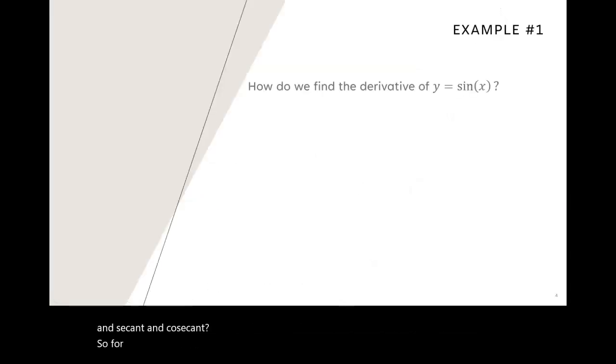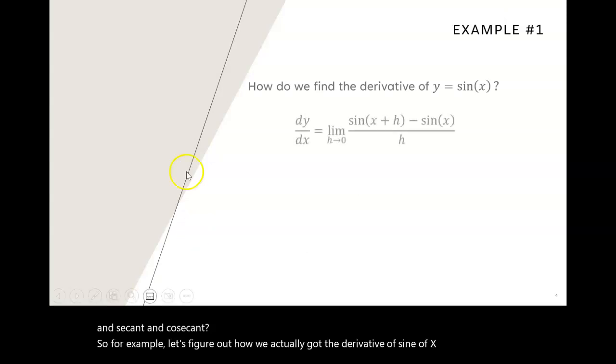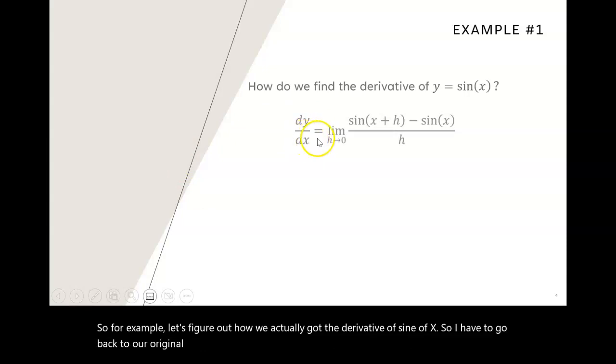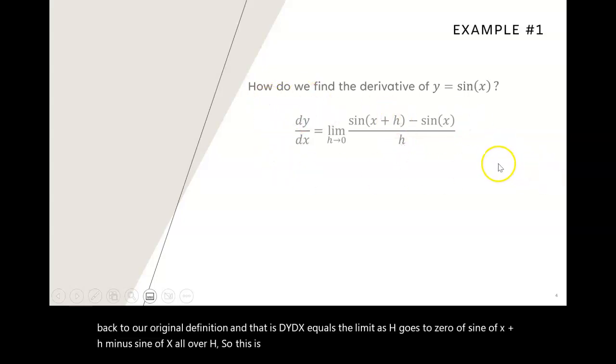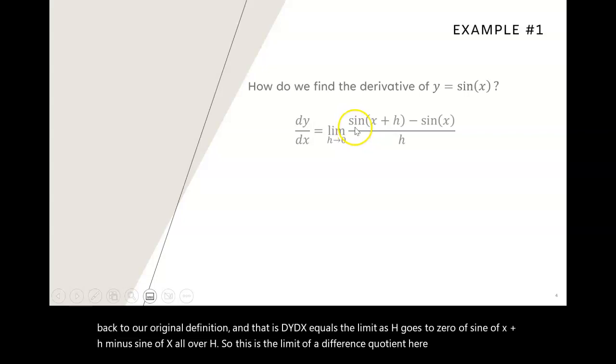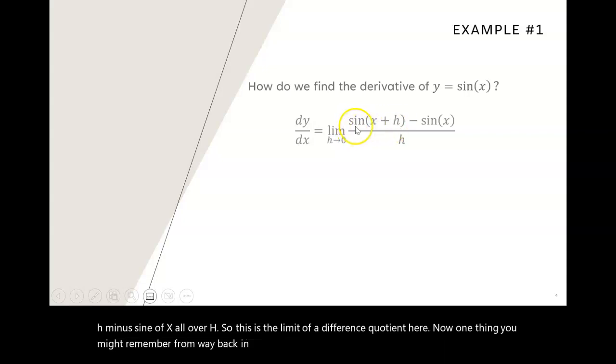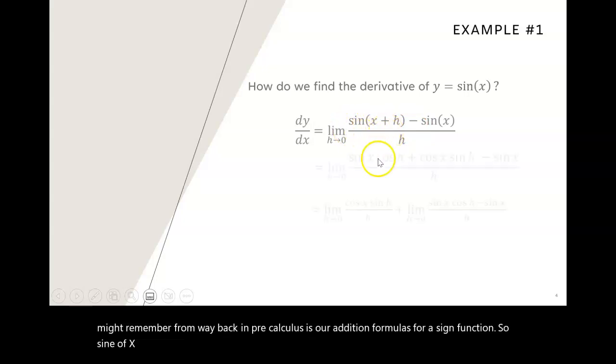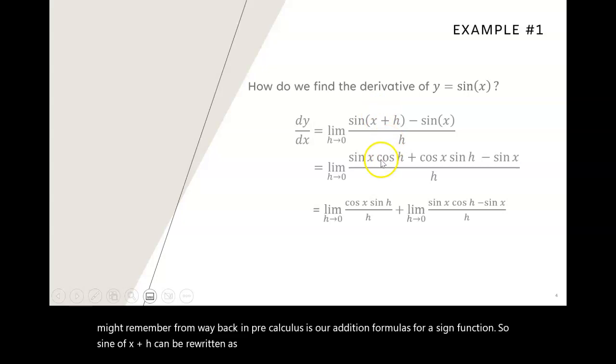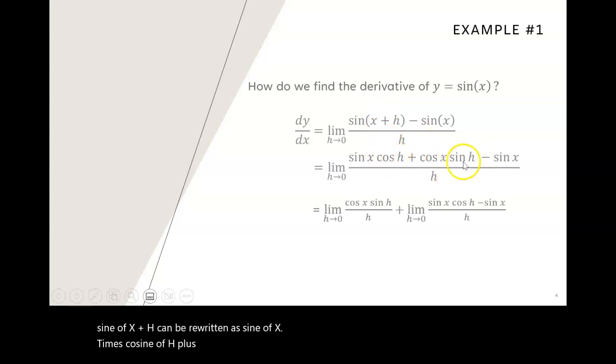So for example, let's figure out how we actually got the derivative of sine of x. We'll have to go back to our original definition: dy/dx equals the limit as h goes to 0 of sine of x plus h minus sine of x, all over h. This is the limit of a difference quotient. One thing you might remember from pre-calculus is our addition formula for sine. Sine of x plus h can be rewritten as sine of x times cosine of h plus cosine of x times sine of h, and then minus this extra sine of x. All of this is then put over h.